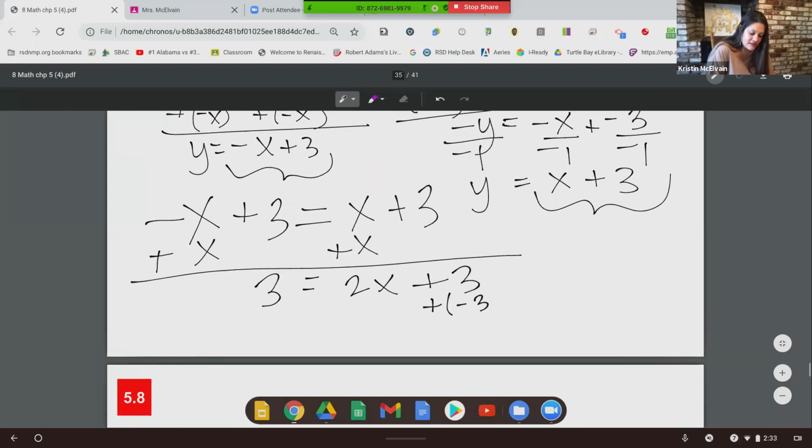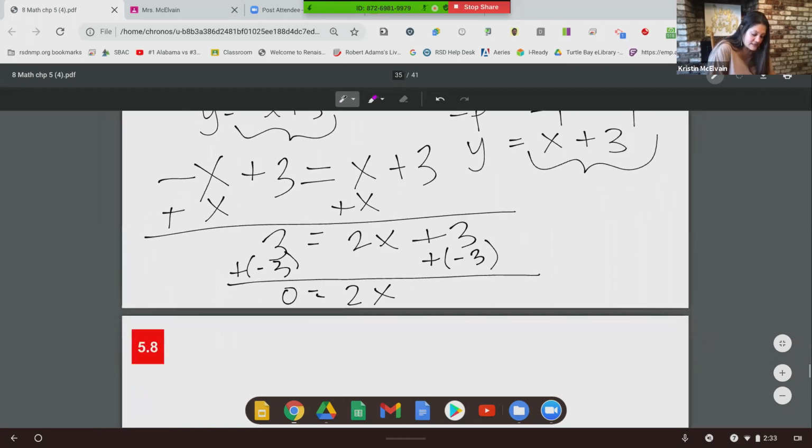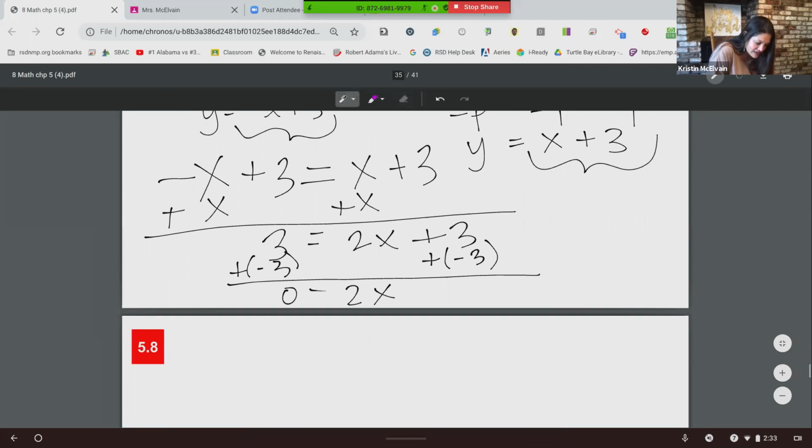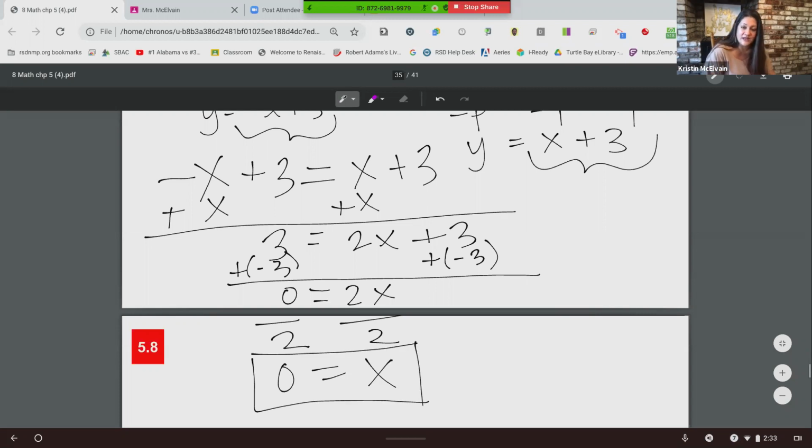3 minus 3 is 0 equals 2x. Oh, good thing I didn't put a 5/8 on it yet. Oh, what is this equal sign doing to me? There we go. 0 equals 2x. To solve for x, we're going to divide both sides by 2. It's okay to have 0 in the numerator, so we're still okay. And that gives us x equals 0. Okay, but we're not done.